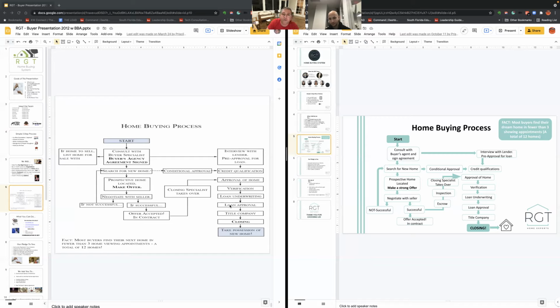We're also going to have title, and the purpose of title is to make sure that you have clean and reputable ownership of the house. And so we're going to do title searches, municipal searches. All of this is part of the process. And then you take over on the home. Any questions on the process? I know, pretty straightforward. Perfect.